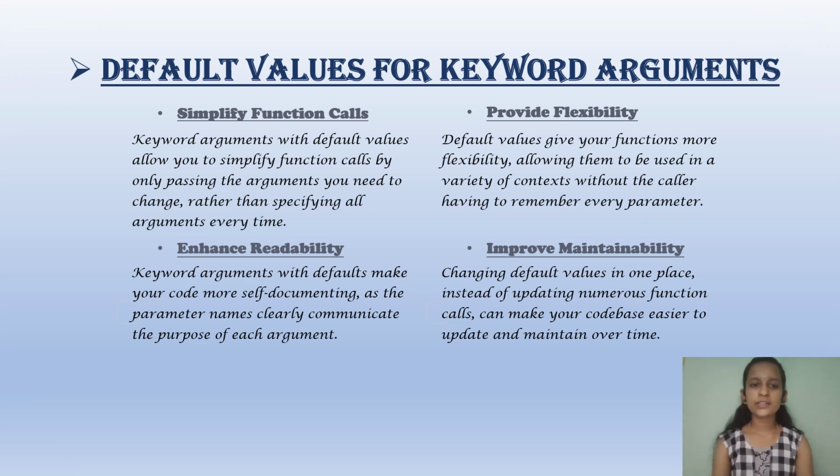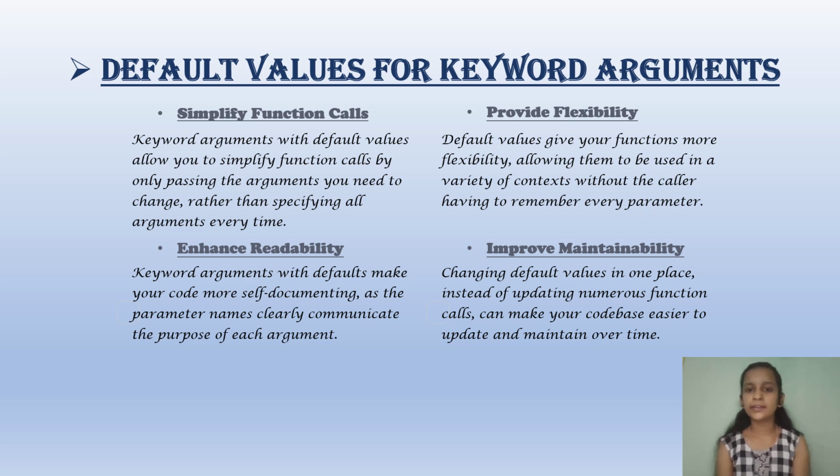Default values for keyword arguments. There are mainly four reasons keyword arguments are used: to simplify the function calls, they provide flexibility, they enhance readability, and they help to improve maintainability. We said that it simplifies the function call. Keyword arguments with default values allow you to simplify the function calls by only passing the arguments you need to change rather than specifying all the arguments every time.